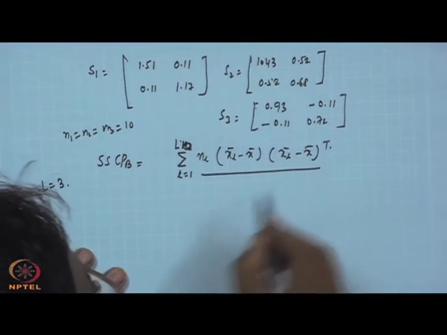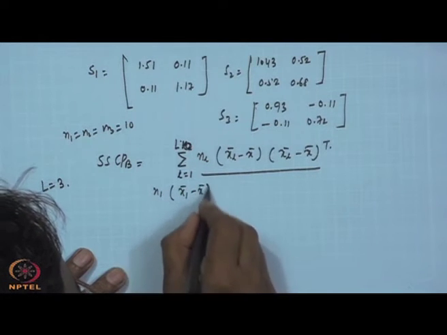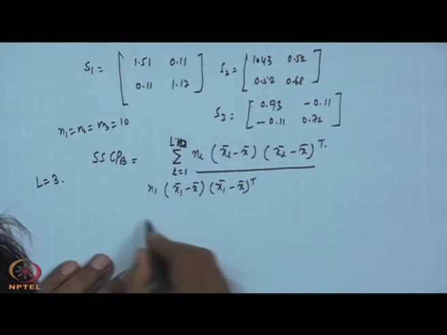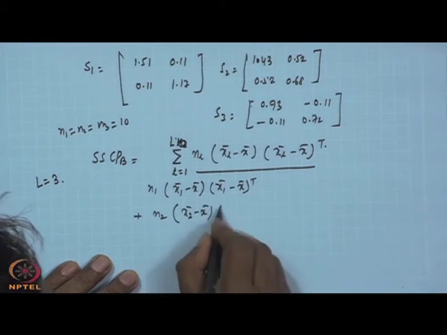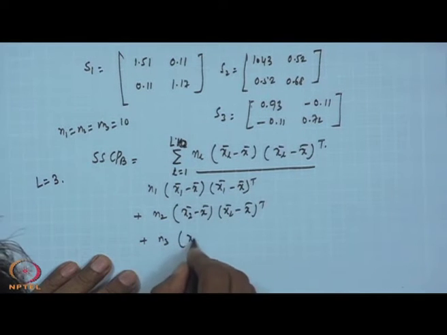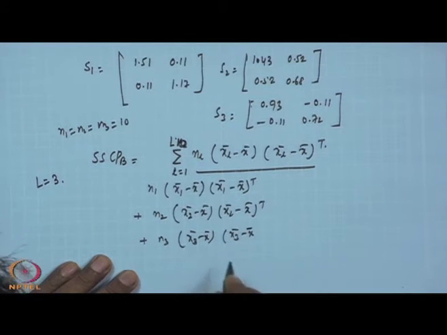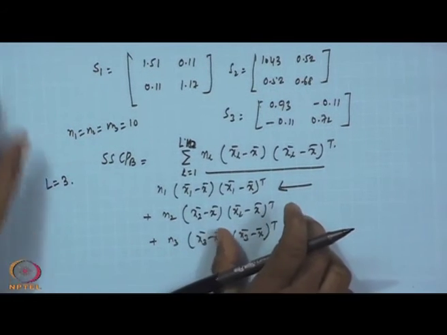So you will get three sets of values here. The first one is n1 times (x1 bar minus x bar)(x1 bar minus x bar) transpose, plus n2 times (x2 bar minus x bar)(x2 bar minus x bar) transpose, plus n3 times (x3 bar minus x bar)(x3 bar minus x bar) transpose. I will show you the first calculation, and then the others will be computed similarly.